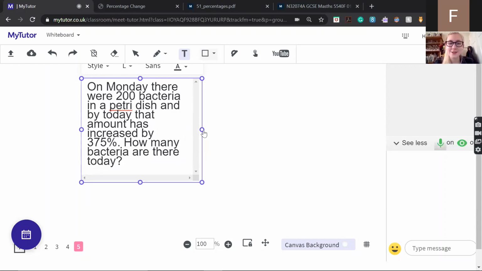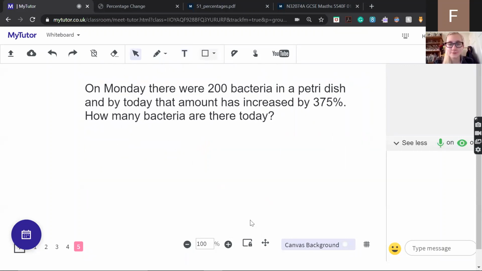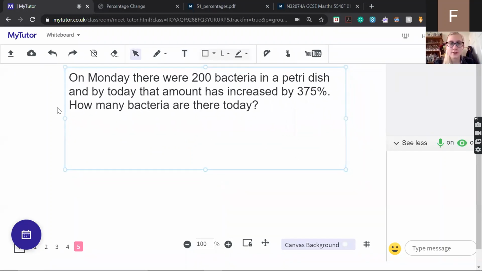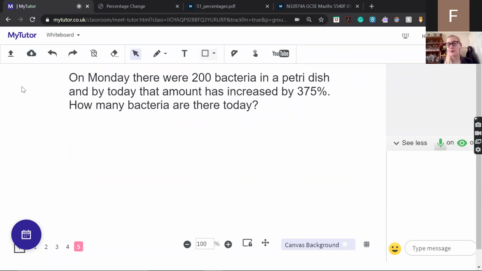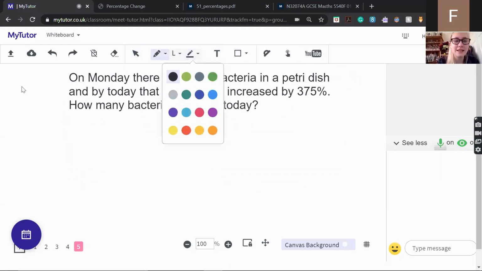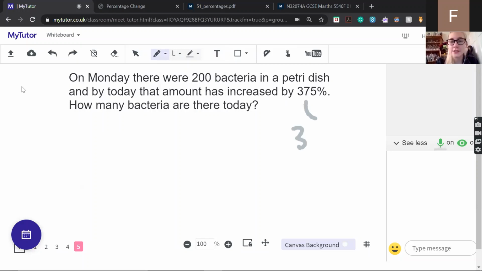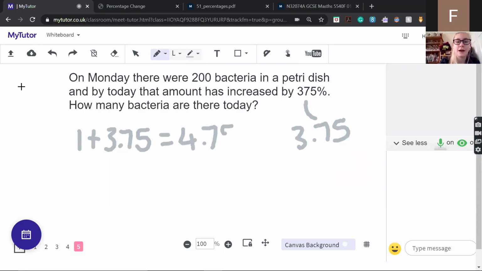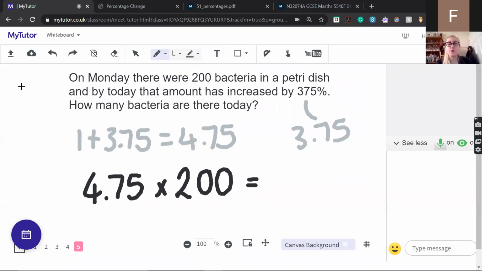So this is what I meant to do, they give you a percentage. So what we do is we work out our multiplier. So 375% is 3.75. And now because it's an increase, this is a bit easier. We're adding it to 1. So 1 plus 3.75 is 4.75, our multiplier for this one. So we take our multiplier and we times it by the original amount of bacteria. So we get 4.75 times 200. And this gives us 950.